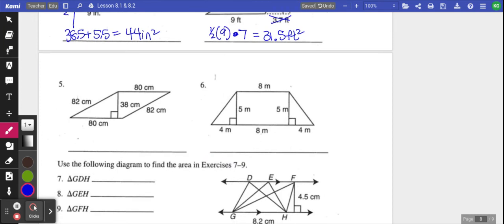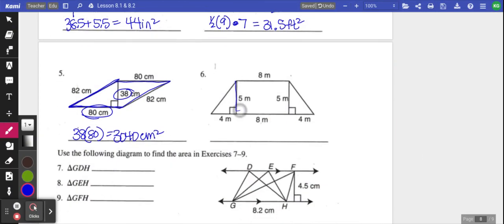This one, as confusing as it looks, is actually just a parallelogram. And so I'm going to use the height, which is 38, times the base, which is 80, is 3040.